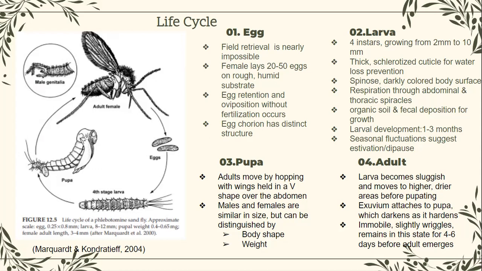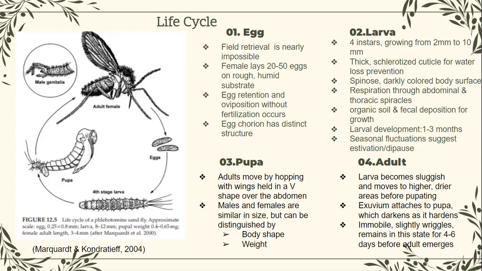Now for the second stage, the larva of phlebotomine sandflies progresses through 4 instars, growing from 2 millimeters to 10 millimeters in length. The larval cuticle is thick and scleroticized to prevent water loss in arid environments, and the body surface is setose and darkly colored. Respiration occurs through abdominal and thoracic spiracles in later instars, and nutrition for larval growth is likely highly organic soil with substantial fecal deposition and decomposition.